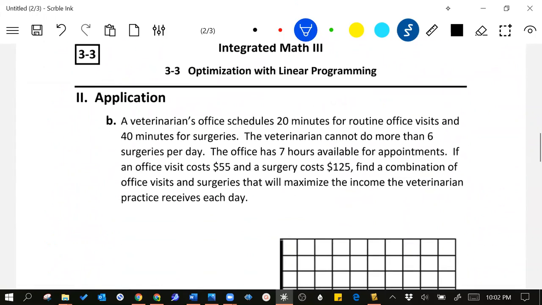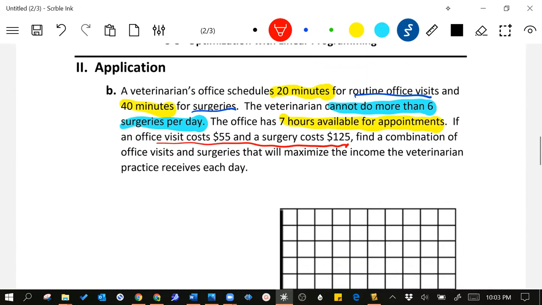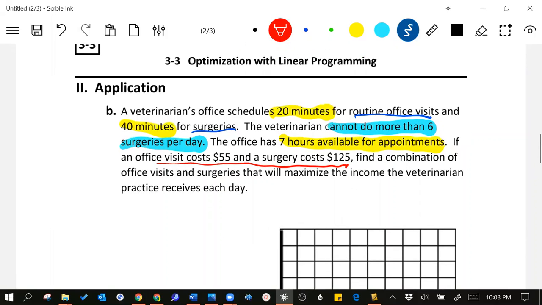We're going to do the same thing now in the second example. A veterinarian's office schedules 20 minutes for routine office visits, 40 minutes for surgeries. The veterinarian cannot do more than 6 surgeries per day, and has 7 hours available for appointments. Now then, this part about the costs will come later, because we'll then use that with the vertices to find a combination that maximizes the income. So let's look at our restrictions here.